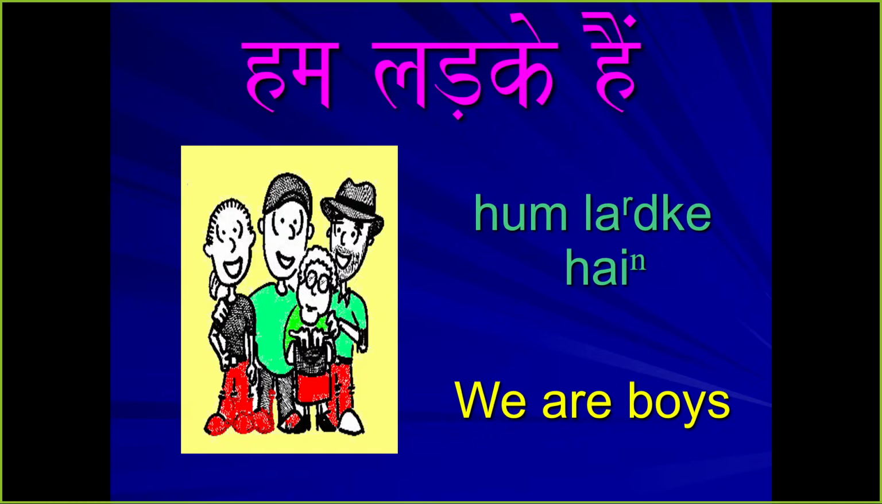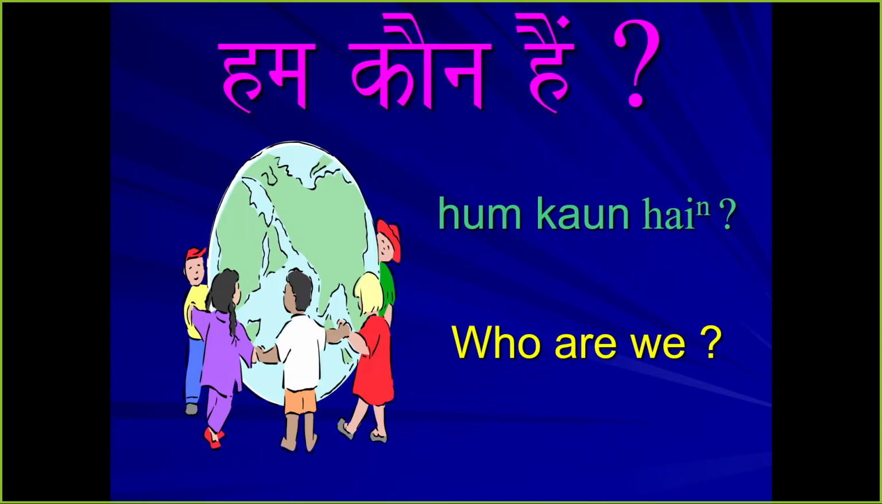Now if it was all boys, assuming that somebody who looks like a girl actually is a boy with a ponytail, we'll say hum ladke hain. Repeat with me. Hum ladke hain. हम लड़के हैं. Okay.